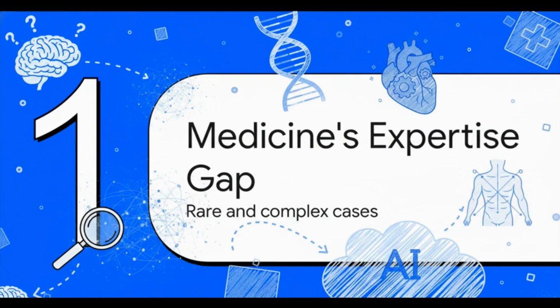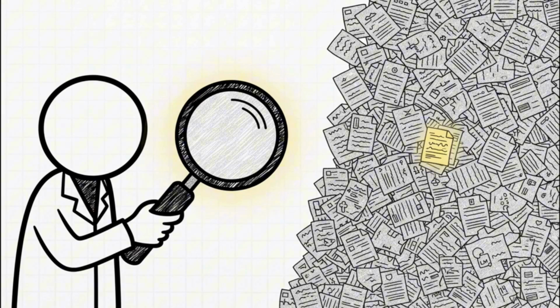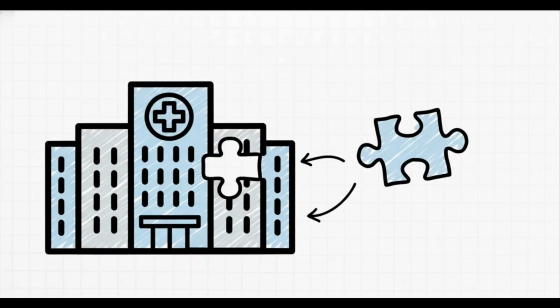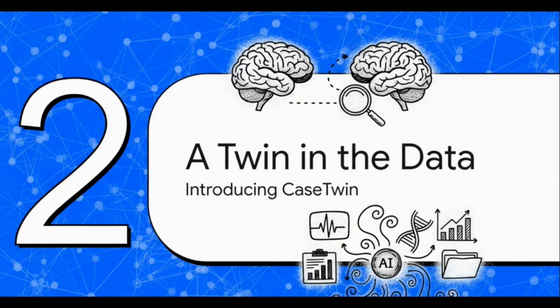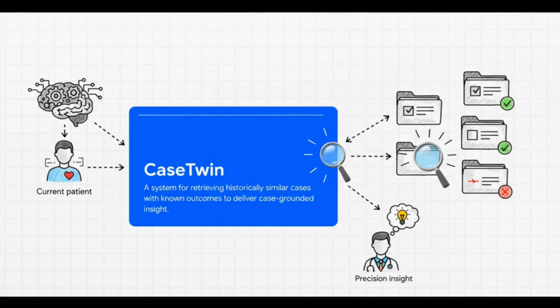Medical expertise is unevenly distributed. When clinicians encounter rare or complex cases, identifying the right precedent and referral path is difficult, and even major centers may not provide the exact capabilities required. CaseTwin addresses this gap by retrieving historically similar cases with known outcomes.